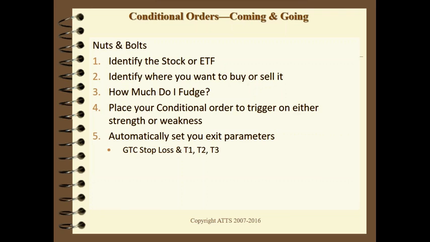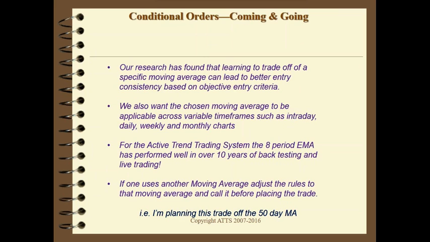Automatically set your exit parameters. And one of the ways that I set my exit parameters, here's just some background on some of the studies that Mike Traeger and I have done. Our research has found that learning to trade off a specific moving average is going to lead to better entries and better entry consistency based on the objective entry. But it takes time. It takes doing your homework. We back tested off the 8-period moving average in all time frames, and it worked out very, very good.